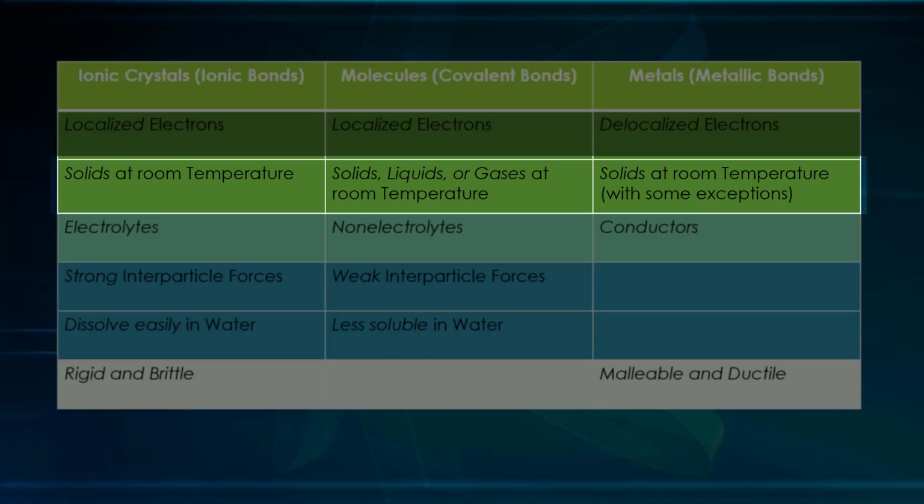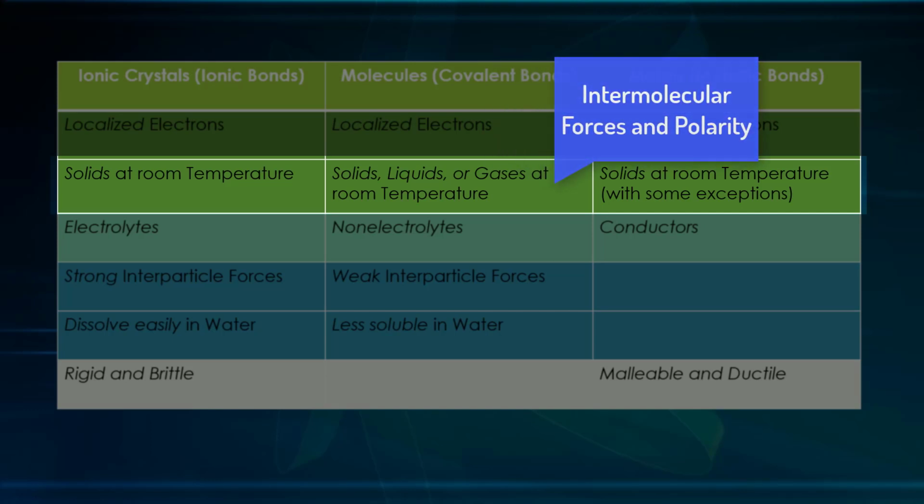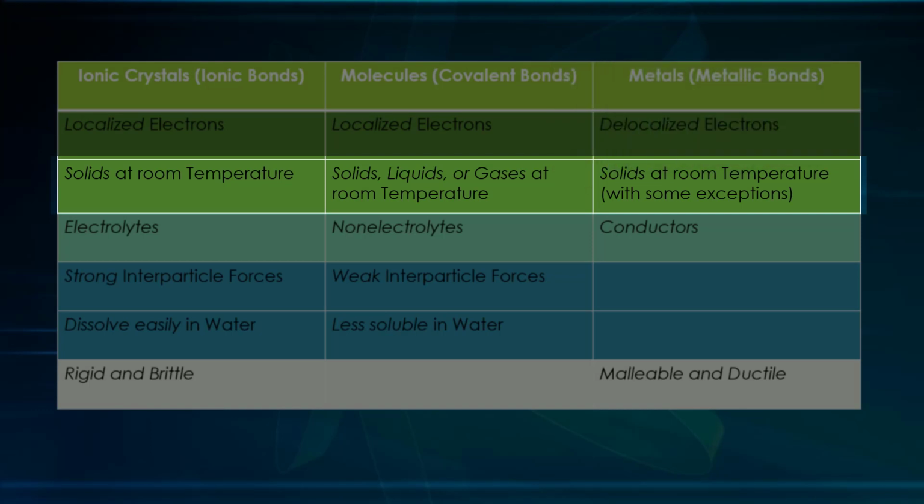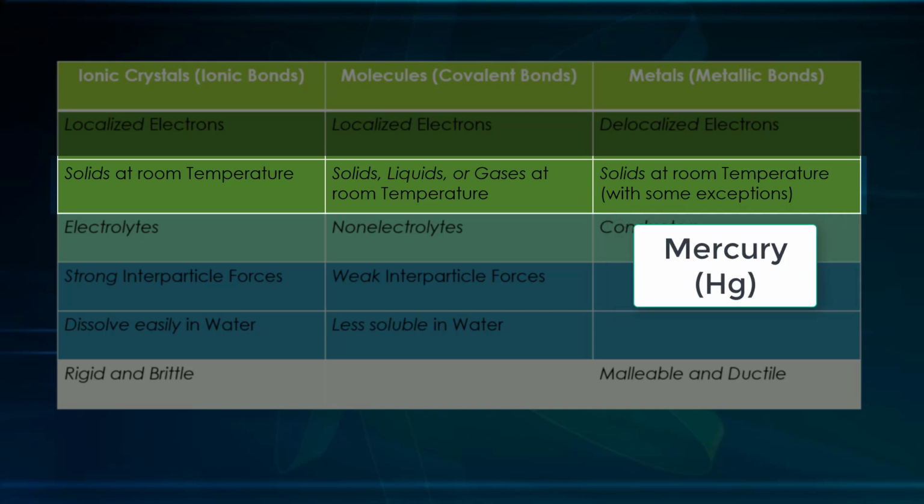Ionic crystals are generally crystalline solids at room temperature. Molecules can be solids, liquids, or gases at room temperature. This is due to the difference in intermolecular forces and whether the molecules are polar or nonpolar. Metals are solids at room temperature, with some exceptions, notably mercury, a liquid metal.